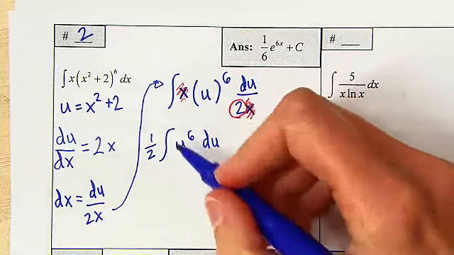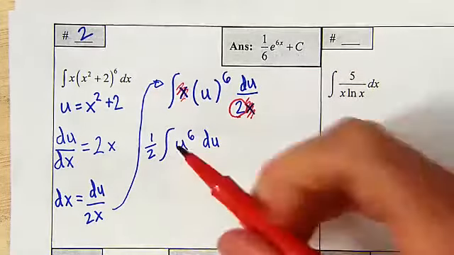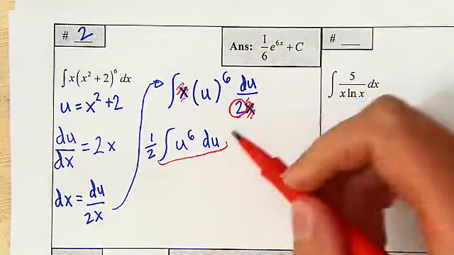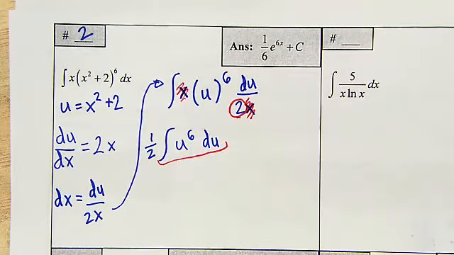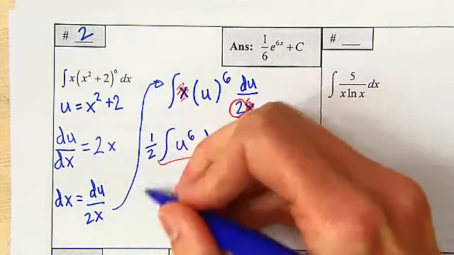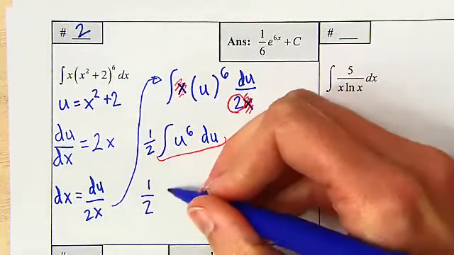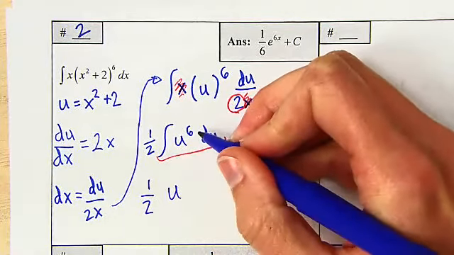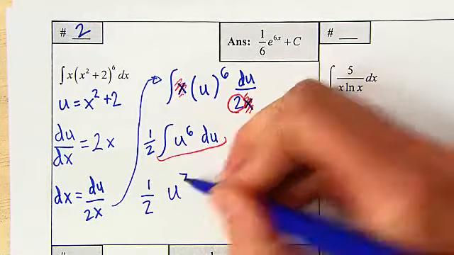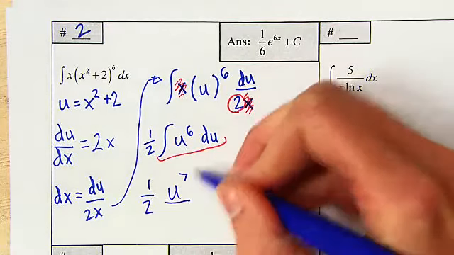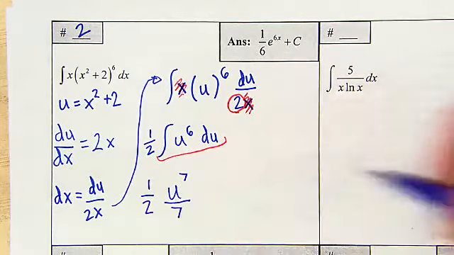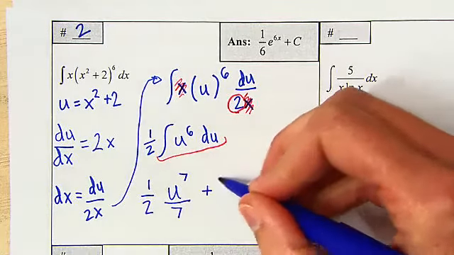Okay. So now we're going to go ahead and find this integral using our regular integral power rule. So the 1/2 is still there. And that integral power rule just says add 1 to that exponent. So that exponent is now 7. And then divide by that new exponent, divide by 7. And then always have a plus c at the end.